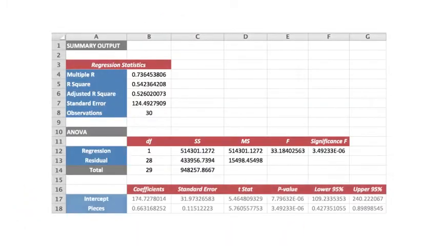So here we have output from Excel generating those regression parameters in a slightly different format. Here we'll see we have our R squared, we have our intercept, and we have our coefficient for pieces, but we also have a lot of other information. A key piece of information that we're going to focus on here are the p-values for both the intercept and the pieces coefficient. These p-values, or probabilities, are statistical measurements of the significance of these coefficients.